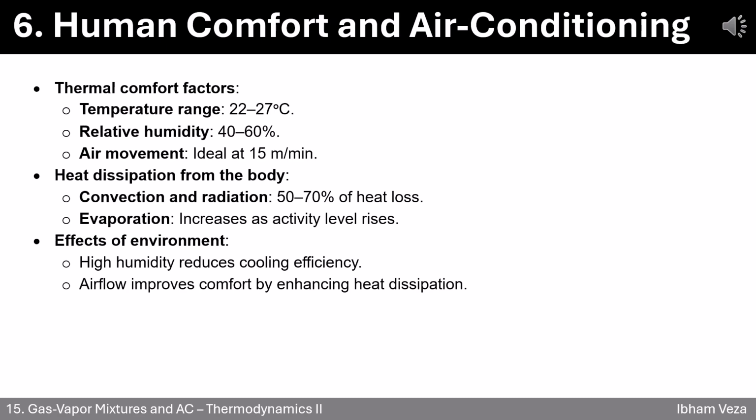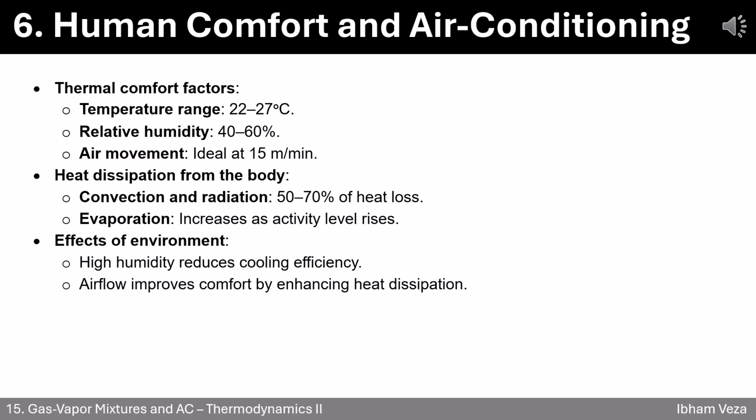6. Human comfort and air conditioning. Let's connect thermodynamics to human comfort. Our goal in air conditioning isn't just to cool a room, it's to create an environment where people feel comfortable and productive. For most people, comfort is found between 22 to 27 degrees Celsius, with 40 to 60% relative humidity. Air movement also helps, ideally at around 15 meters per minute.